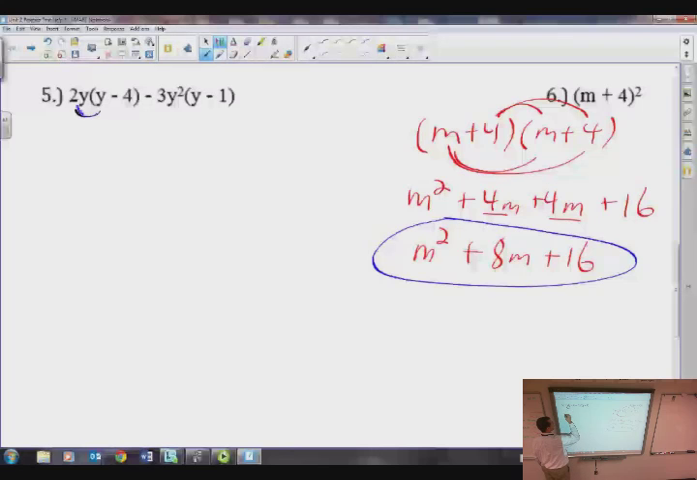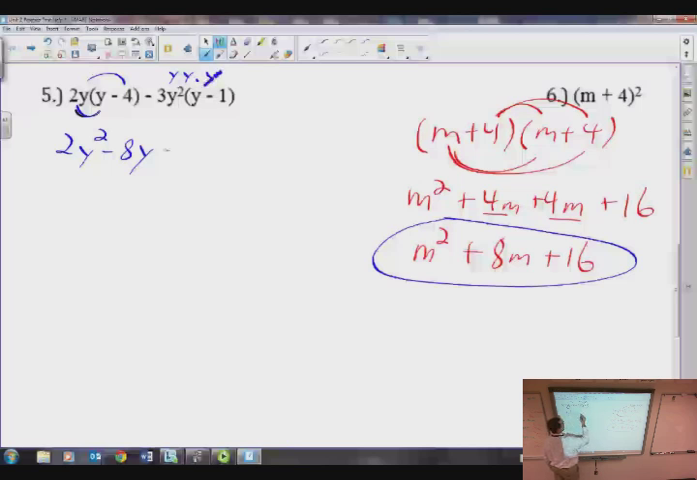2y times y is 2y squared. And then 2y times negative 4 is a negative 8y. Right? 2y times y is 2y squared. 2y times negative 4 is negative 8y. And over here, we got 2 y's there, times another y right here, because y squared is 2y. So there we go, excellent.